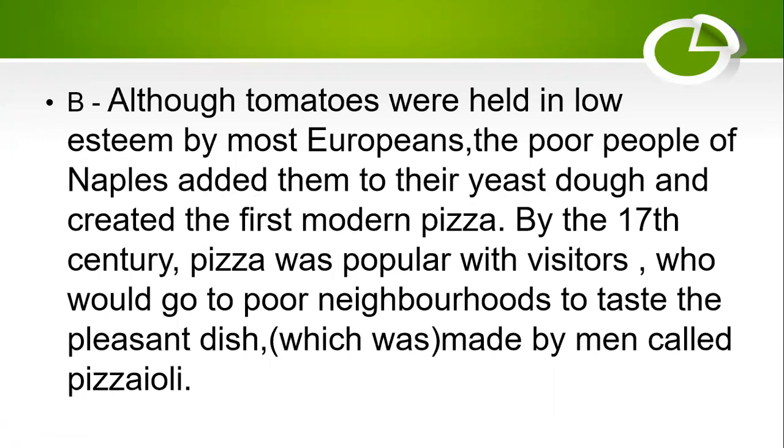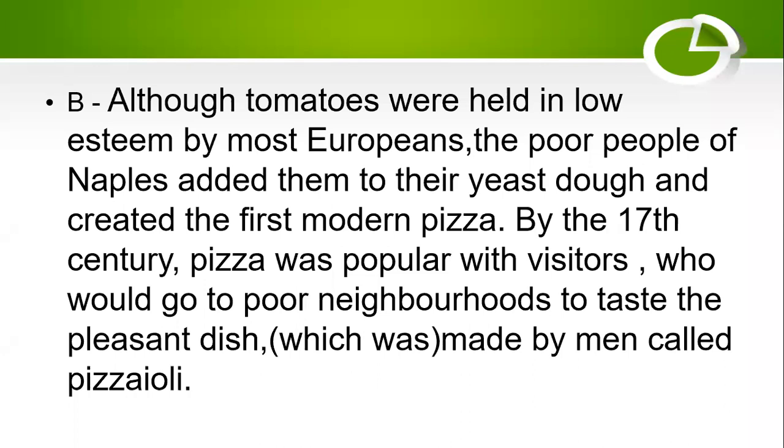Although tomatoes were held in low esteem by most Europeans, the poor people of Naples added them to their yeast dough and created the first modern pizza. By the 17th century, pizza was popular with visitors who would go to poor neighborhoods to taste the pleasant dish, which was made by men called pizzaoli. Okay, that's it for exercise 5.